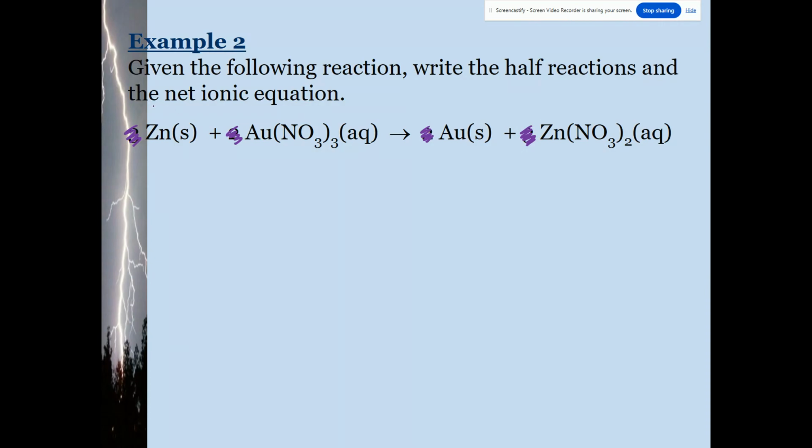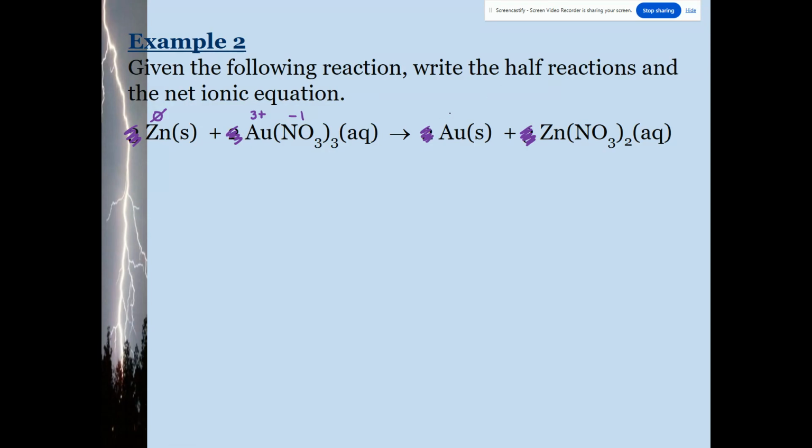So I'm starting again with elemental zinc as an atom, and it's reacting with gold nitrate. Now, nitrate polyatomic ion is -1, and there's 3 nitrates balancing with my gold. So that means my gold must have a 3 positive charge. Again, these are now ions because they're part of an ionic compound.